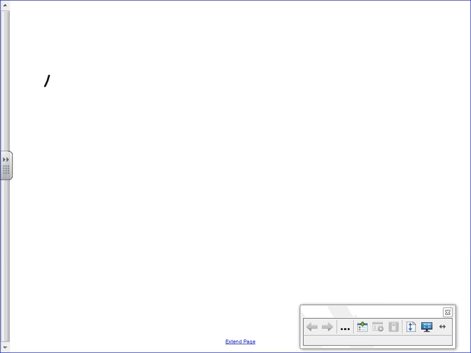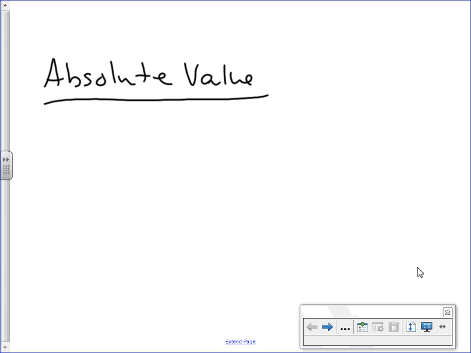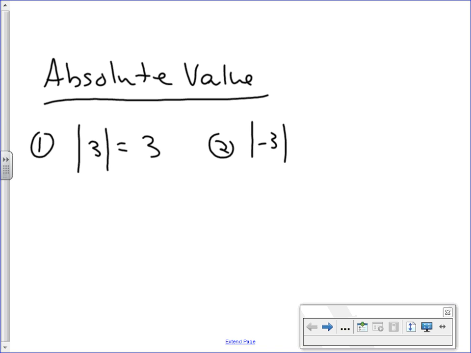Okay, what we're gonna look at is absolute value. And first, I just want to remind you of how to do just the basics of absolute value. If I say, what's the absolute value of 3? The answer is 3. And if I say, what's the absolute value of -3, that answer is also 3.